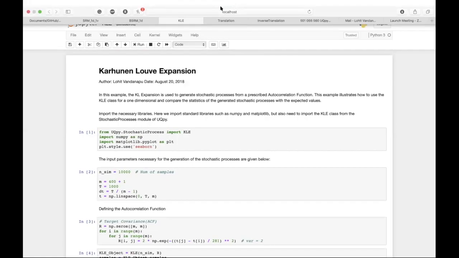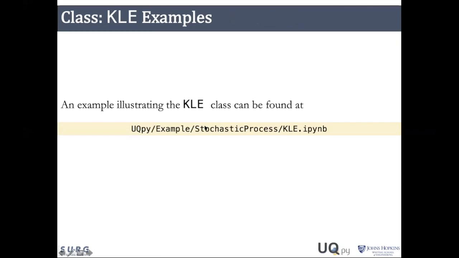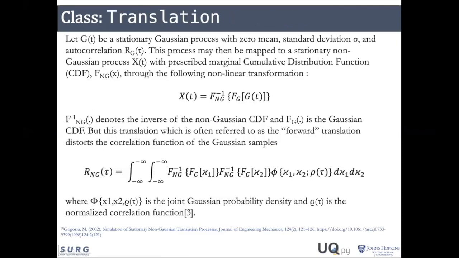Next we switch gears and talk about translating a Gaussian stochastic process into a non-Gaussian stochastic process, and inverse translating a non-Gaussian stochastic process back into the Gaussian domain. First we talk about the forward translation.